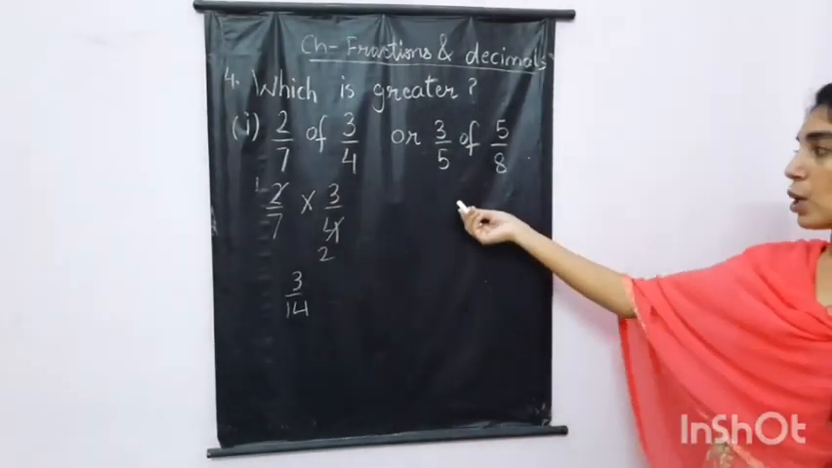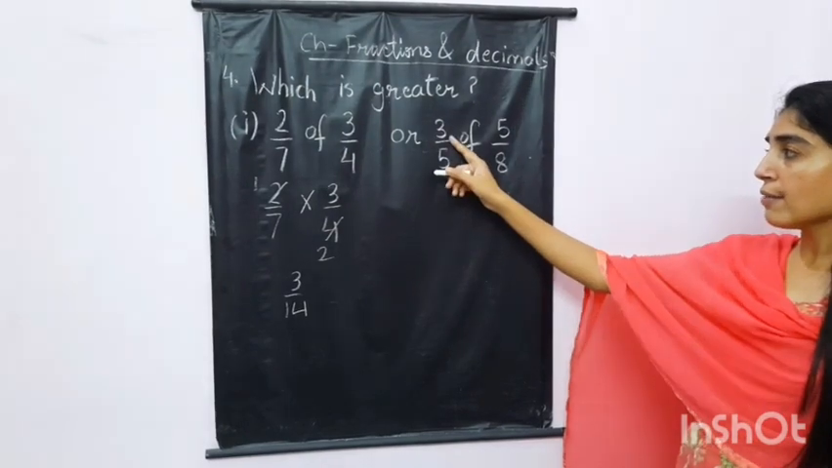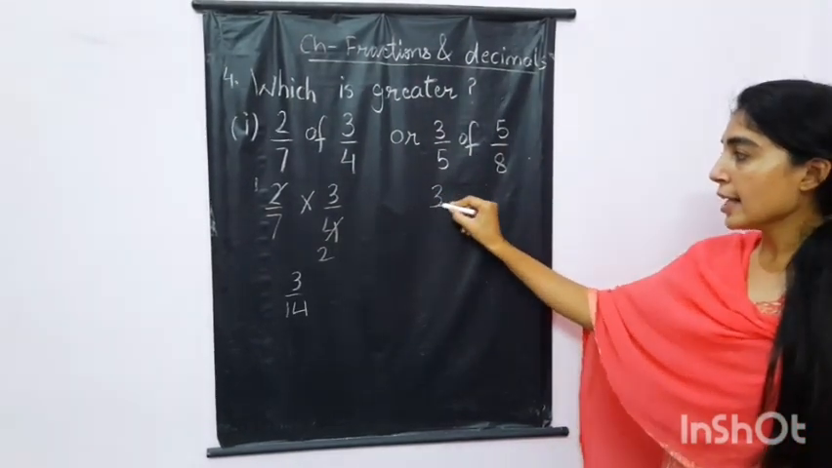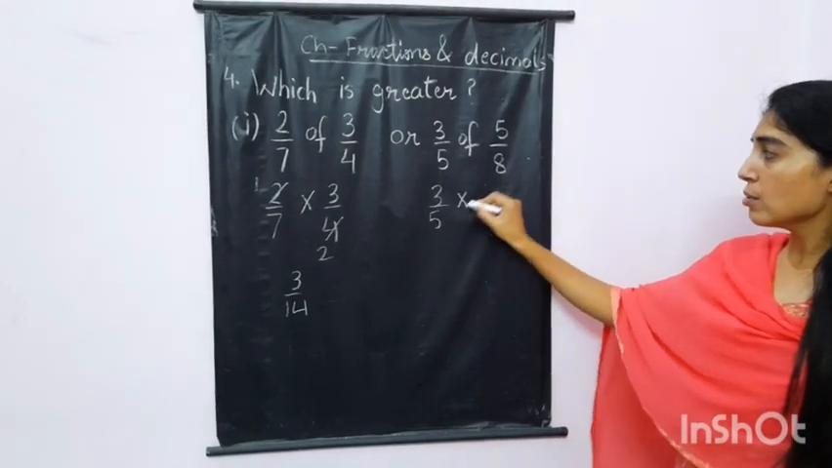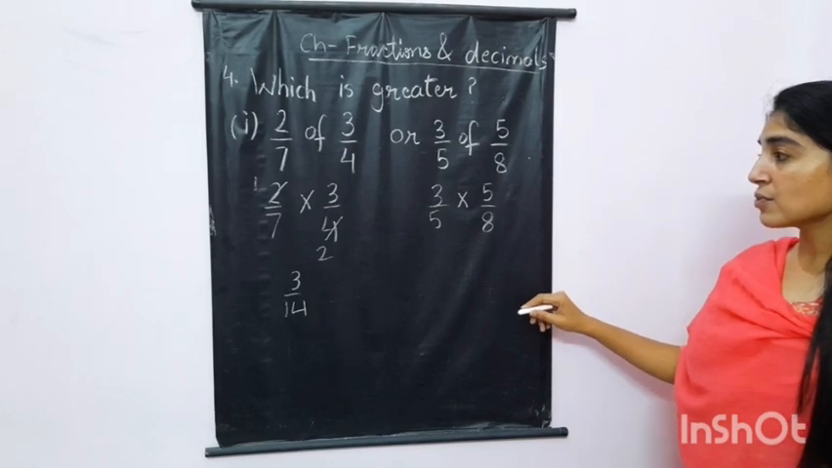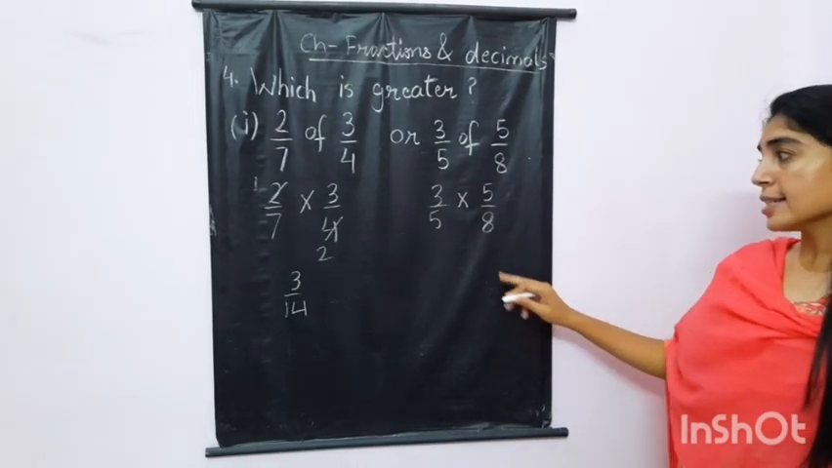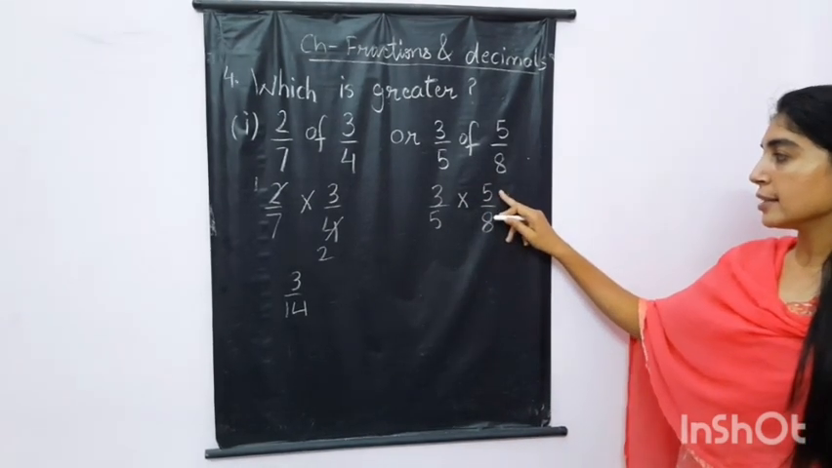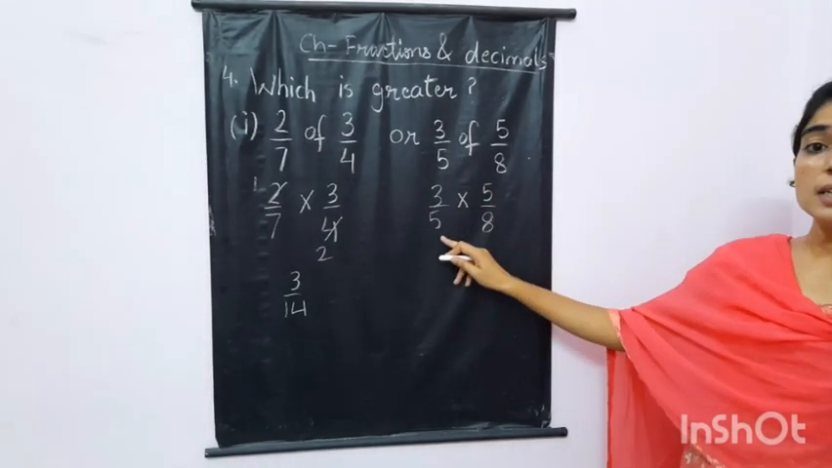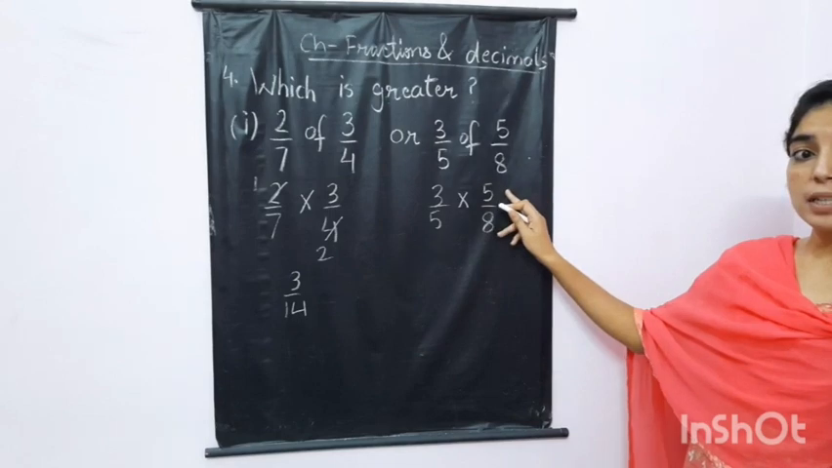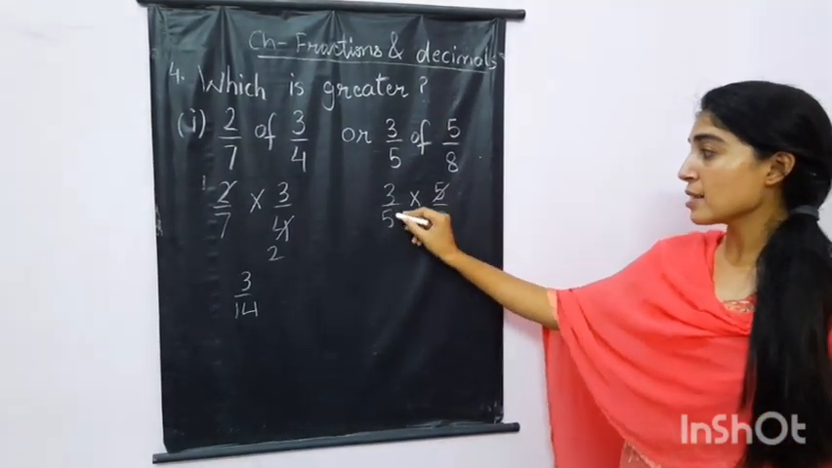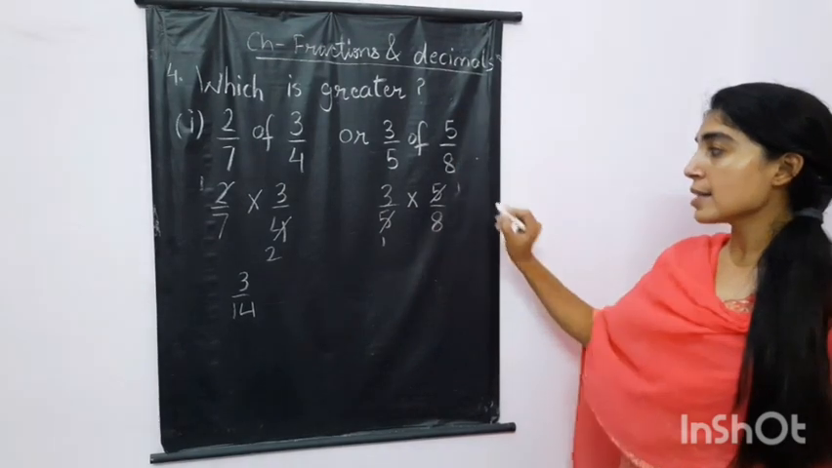Same way we will solve this also. Here we have 3 by 5 of 5 by 8. Again we will change "of" into multiply. Now let's see any numbers which we can cancel. Yes, we have 5 here and here. Always we can only cancel a numerator with a denominator, means a number up can cancel with a number down. So we will cancel 5 with 5. 5 ones are 5, 5 ones are 5.